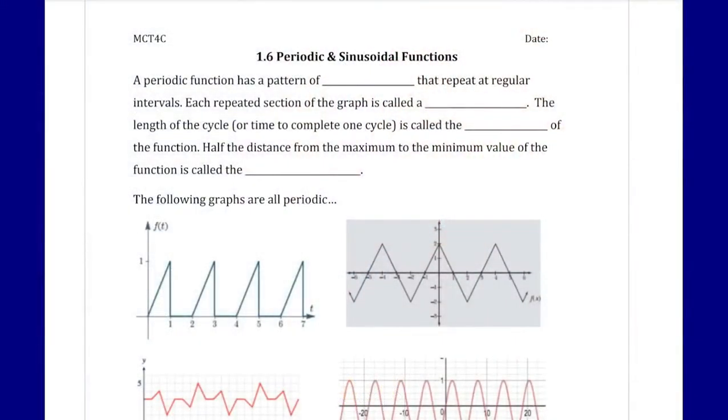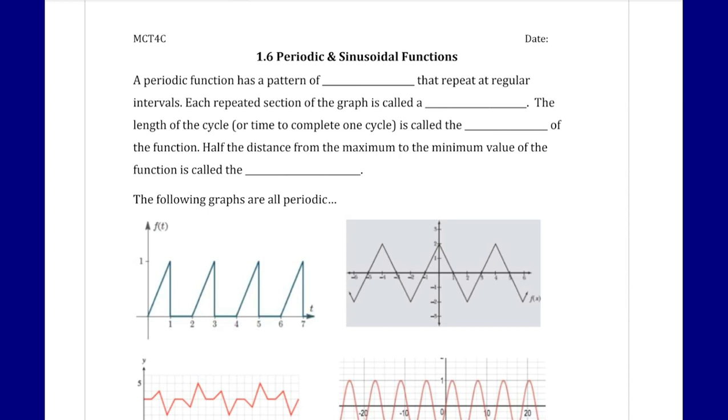In today's lesson, we are going to be looking at periodic and sinusoidal functions. Some of this you would have looked at last year, primarily the sine wave, but you should be familiar with periodic functions, and we're going to be doing essentially the same thing with one small addition. We are also going to be looking at a cosine function.